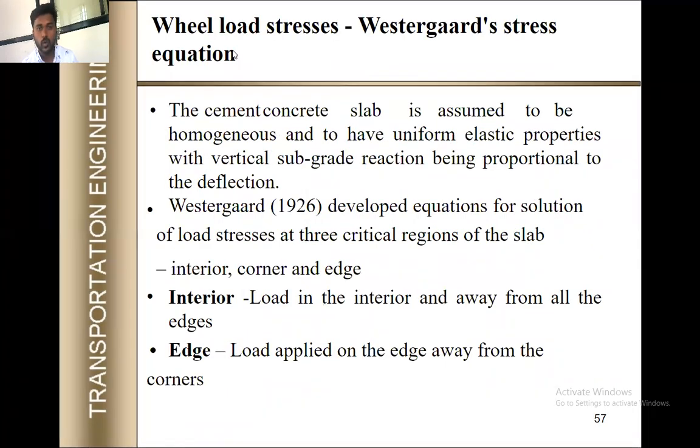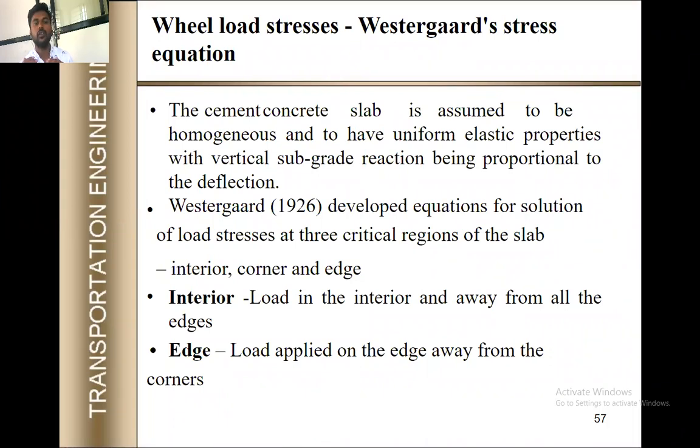Then the wheel load stress is given by the Westergaard stress equation. The cement concrete slab is assumed to be homogeneous and to have uniform elastic properties, with the vertical subgrade reaction being proportional to the deflection.